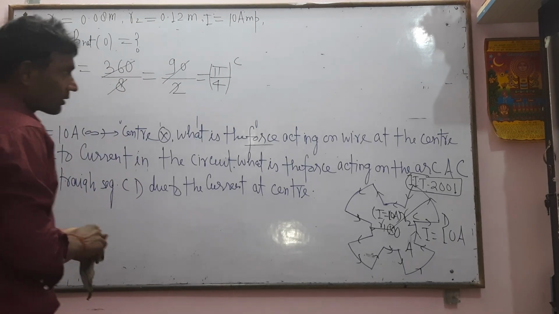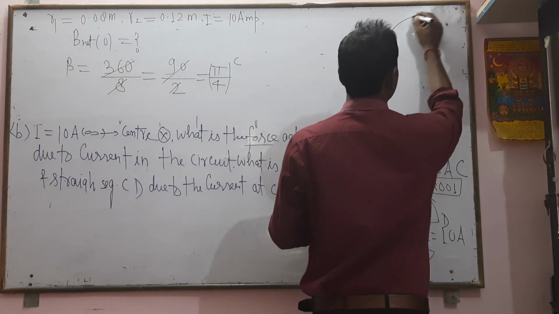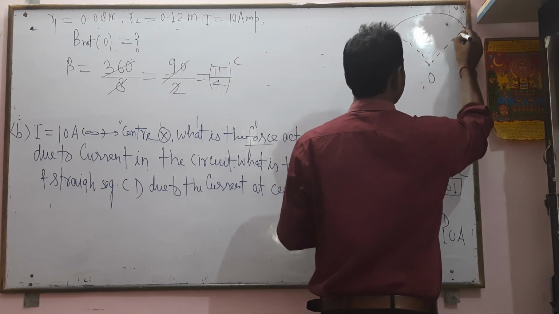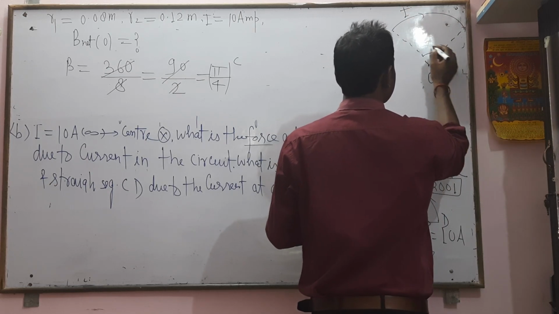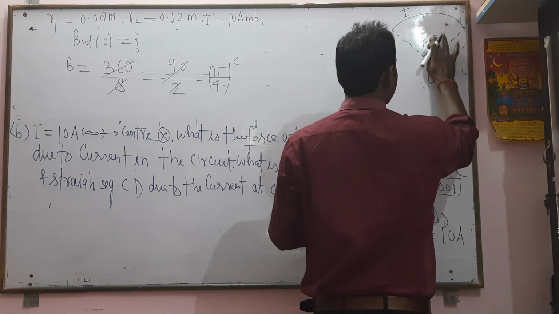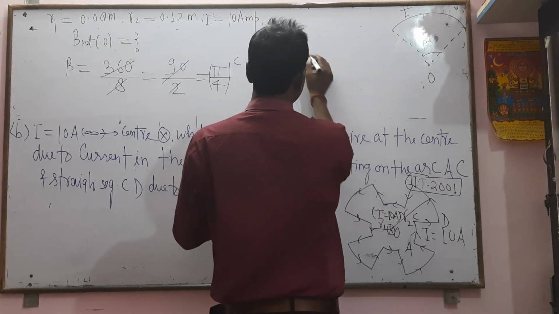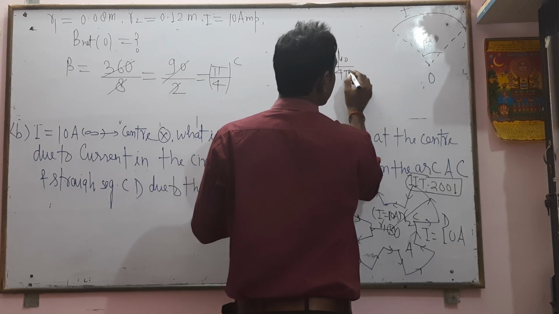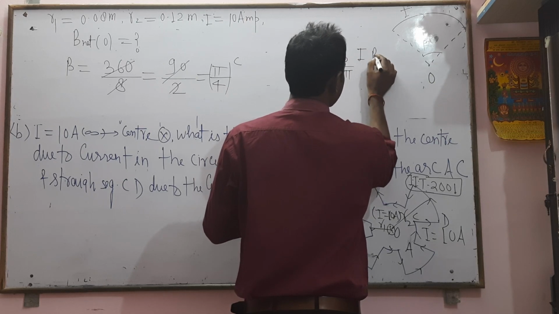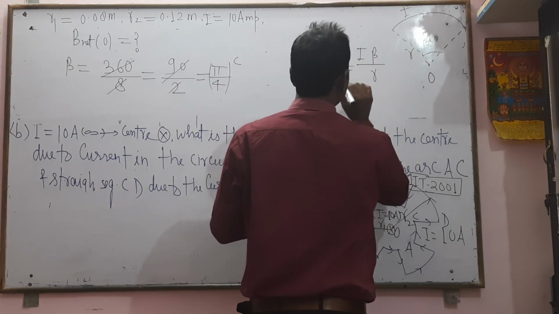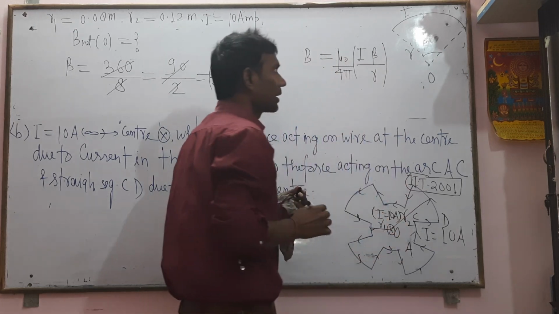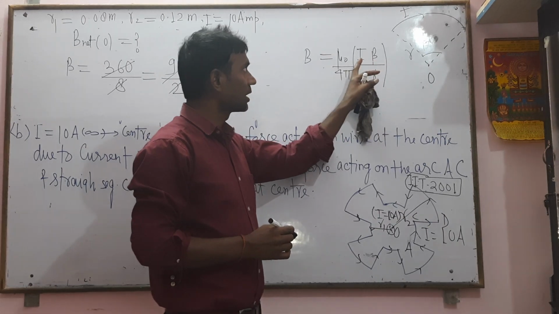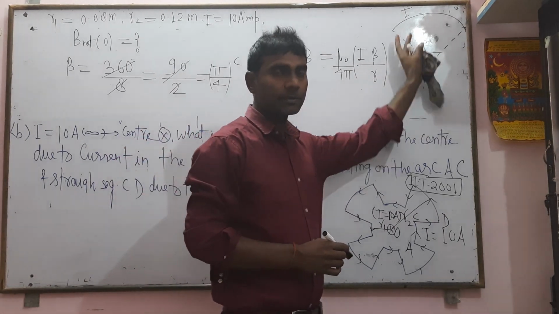We know that for a circular path, this is the center O. This is the circular path, current I is flowing, and this angle is beta. So the magnetic field due to a circular path equals mu naught by 4 pi times current I times angle beta divided by radius r. This angle beta must be in radians. I is given and r is the radius of the circular arc.